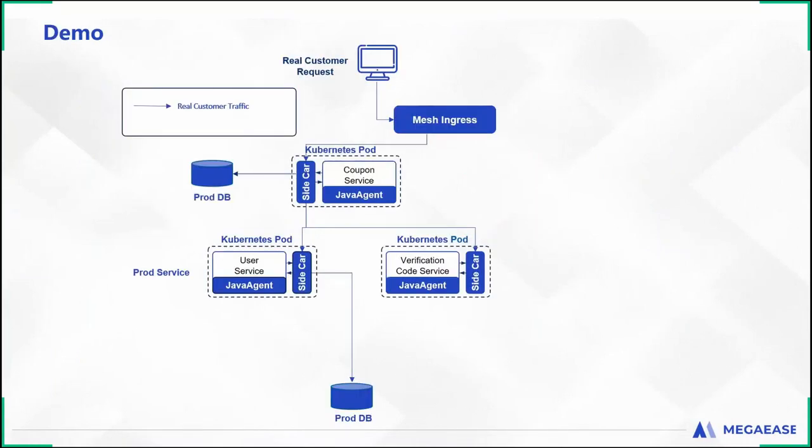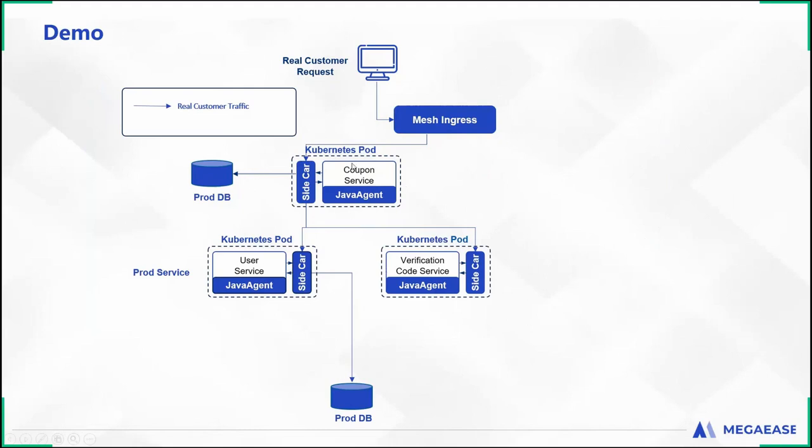Now take a look at what will be demonstrated today. This is a scenario where a user uses a coupon. We can find there are three services in it. The first is coupon service. The second is user service. And the third is verification code service, which will send a verification code to the user's mobile phone. Coupon service and user service have their own database middlewares. The entire system is deployed in Kubernetes.